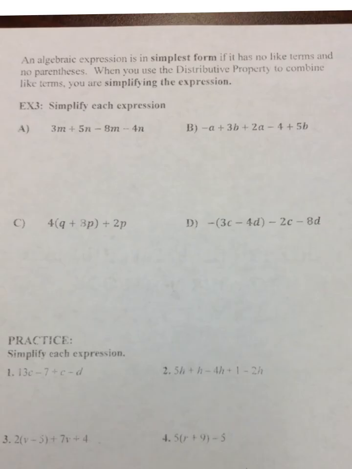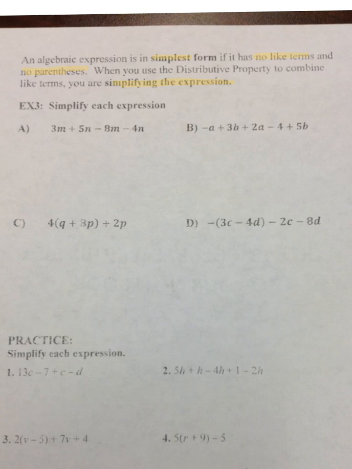An algebraic expression is in simplest form if it has no like terms and no parentheses. So simplest form means no like terms, no parentheses. When you use the distributive property to combine like terms, you are simplifying the expression. So that's what we're going to do in the next part. We're going to combine like terms, and if there's distributive property, we're going to use the distributive property and then combine like terms.